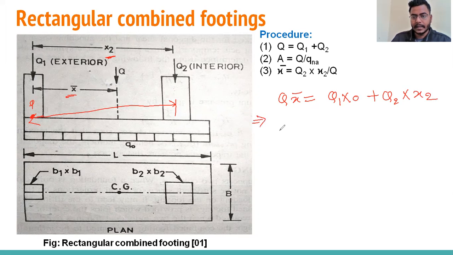So we can calculate from this equation X bar is equal to Q2 into X2 divided by Q, the Q1 term being 0. Same thing I've written here.